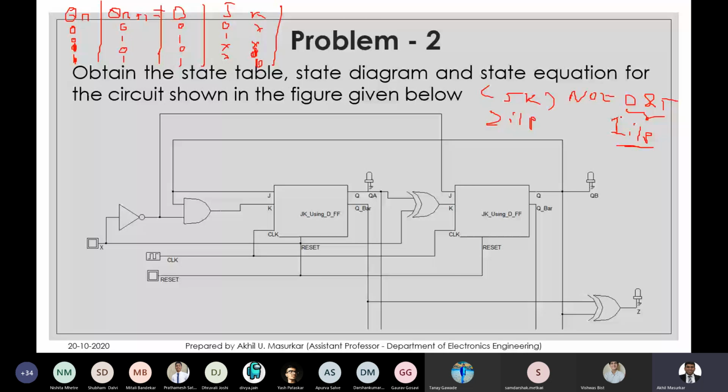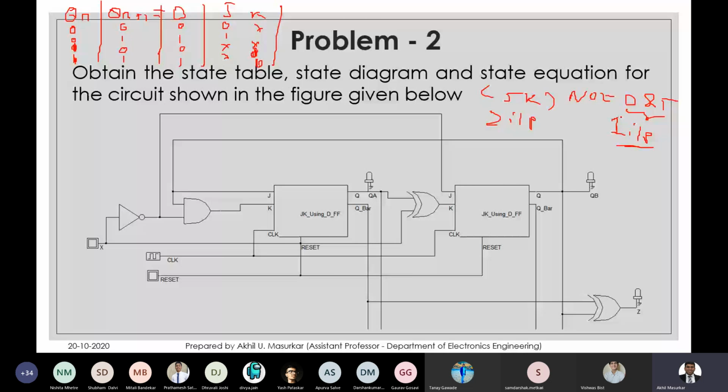Just for the record, my screen is visible to you or not? So visible. Okay, but I am not able to see it. So let's.